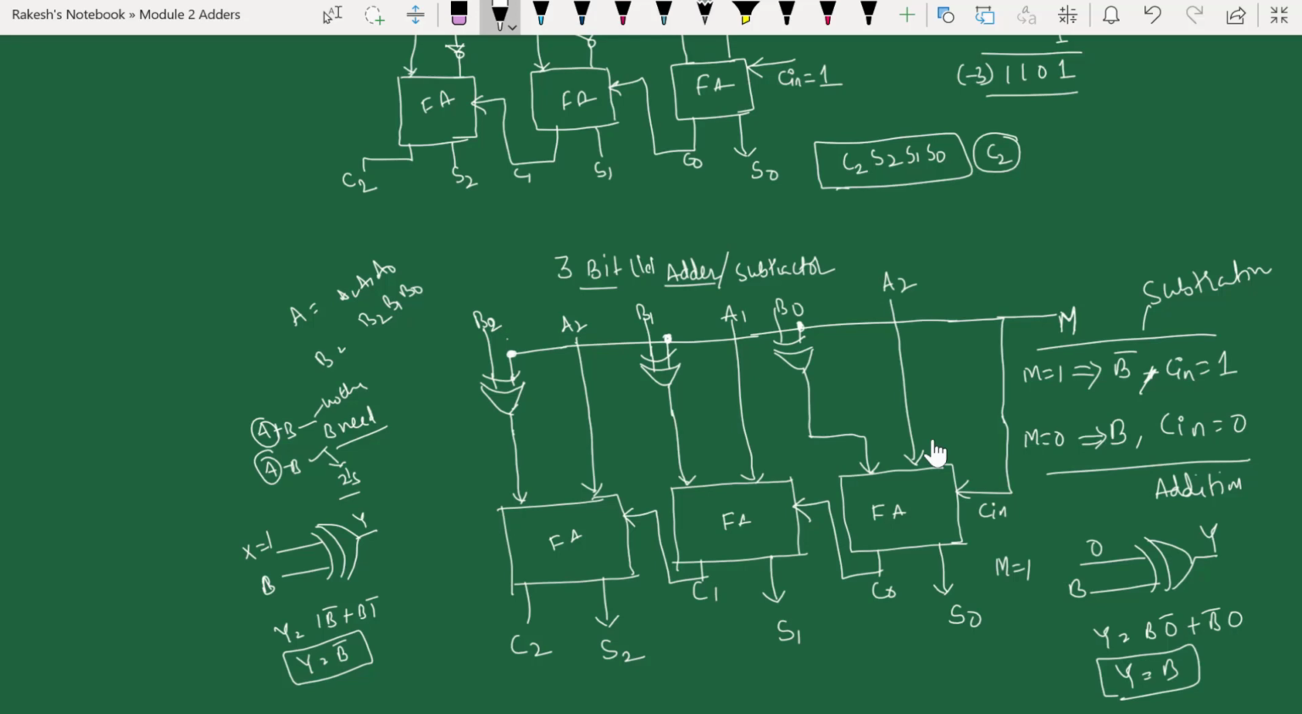Now in the next lecture, I am going to show you how the carry look-ahead adder does the arithmetic operation more effectively with less propagation delay.